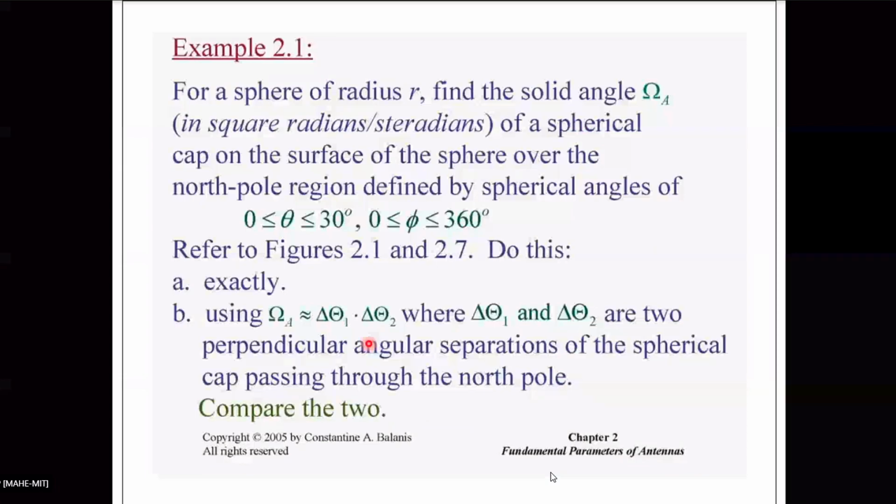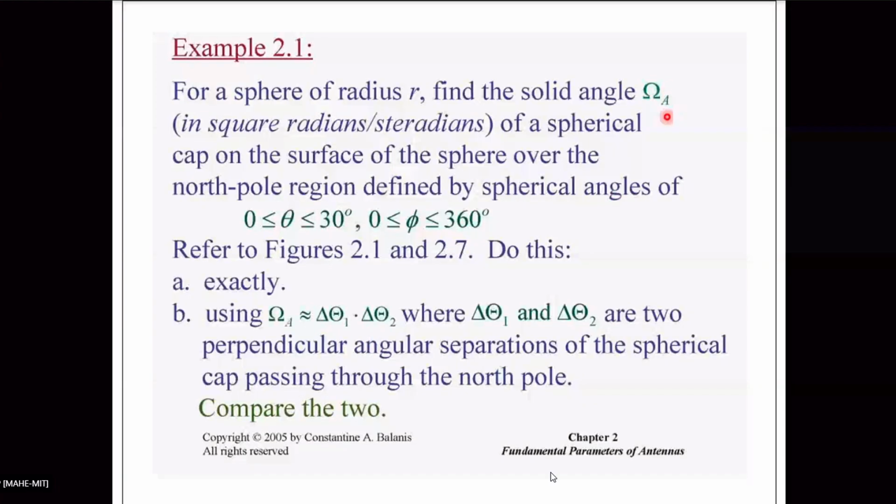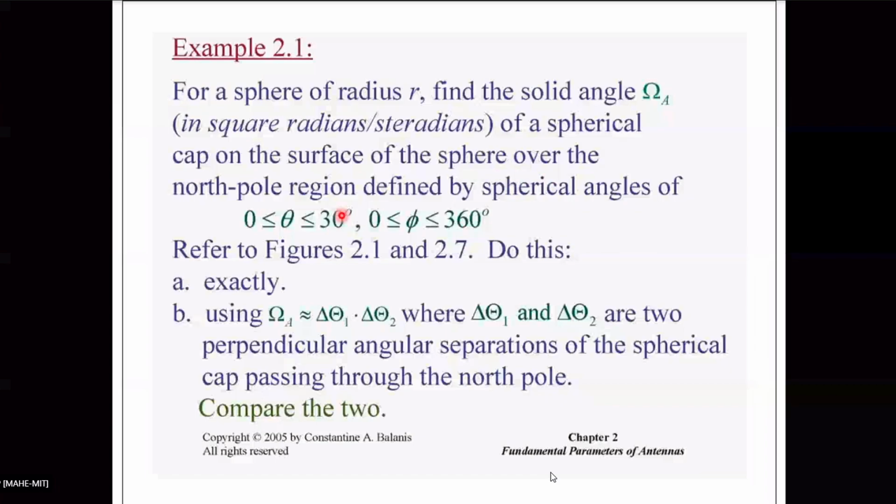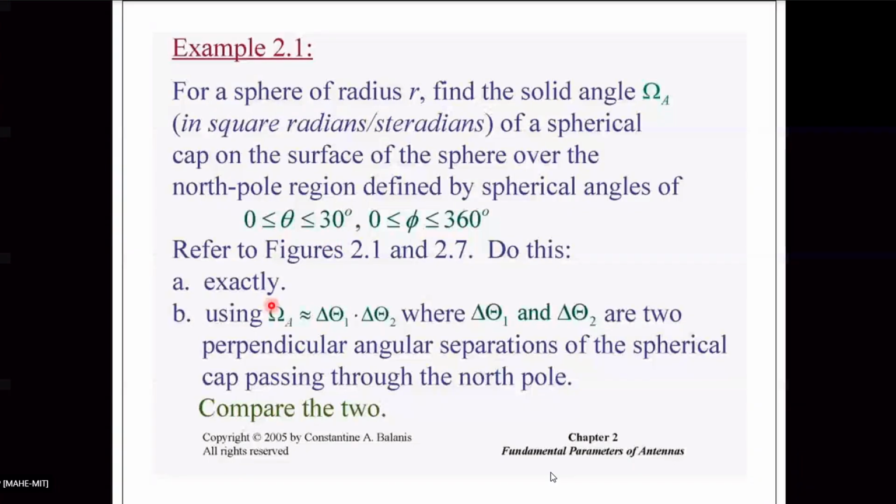Now here is an exercise for you. For a sphere of radius r, find the solid angle, capital omega A, in square radians, that is steradians, of a spherical cap on the surface of a sphere over the North Pole, defined by spherical angles theta is equal to 0 to 30 degrees and phi is equal to 0 to 360 degrees. Refer to figure 2.1 to do this. Find the total solid angle exactly, and using this formula.